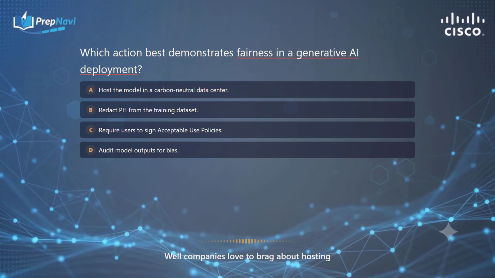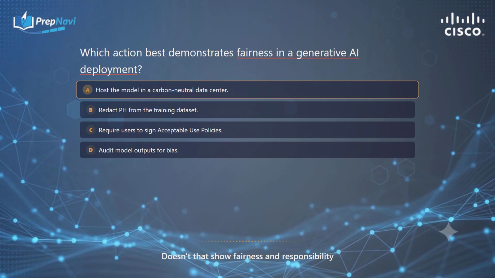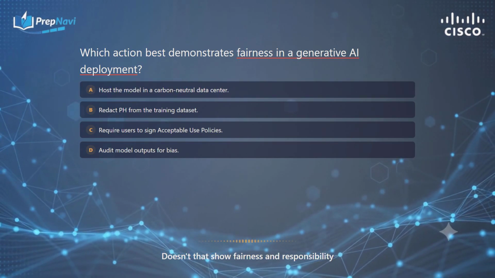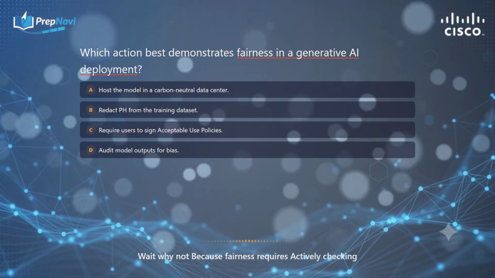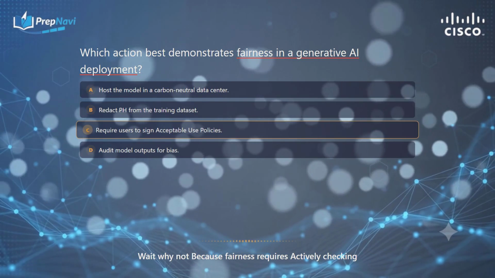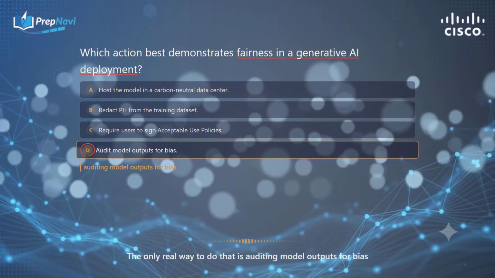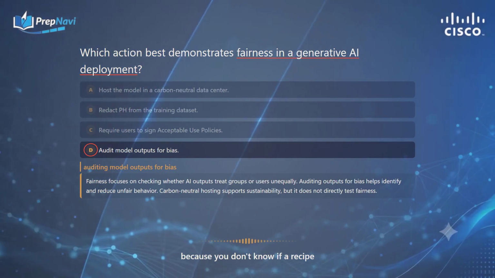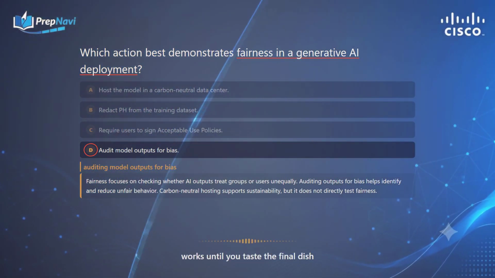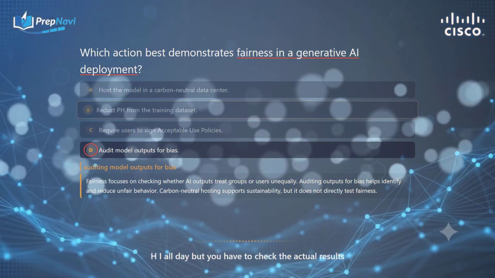Well, companies love to brag about hosting models in a carbon-neutral data center. Doesn't that show fairness and responsibility? It shows sustainability, sure, but it doesn't demonstrate fairness. Wait, why not? Because fairness requires actively checking for unequal treatment among different groups. The only real way to do that is auditing model outputs for bias. Because you don't know if a recipe works until you taste the final dish. Exactly right. You can redact PHI all day, but you have to check the actual results.